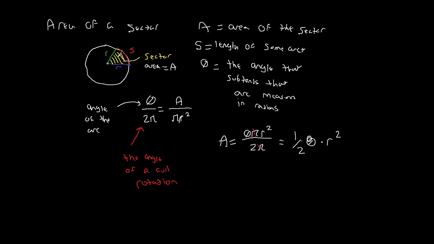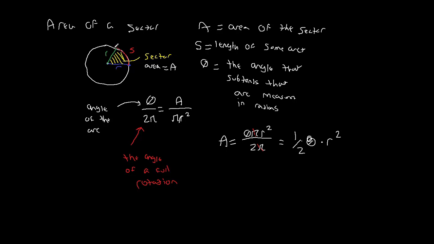So if we're given either the length of the arc that goes along the outside of the sector, or the angle that subtends it, and the radius of the circle, we can figure out the area of this sector.